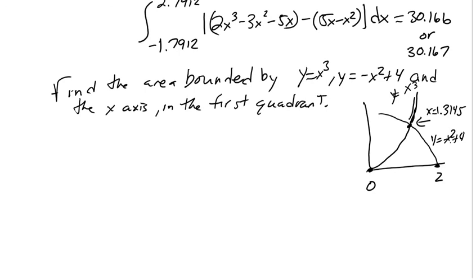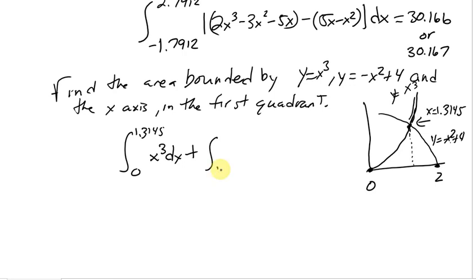So what we have to do is recognize that we need to split this into two parts: the first part is only dealing with x cubed, and the second part is only dealing with the x squared. So our first integral goes from 0 to 1.3145 of x cubed dx, and then we add the integral from 1.3145 to 2 of negative x squared plus 4 dx. You can put that in your calculator to get the answer, but that's how we would do it. Good.